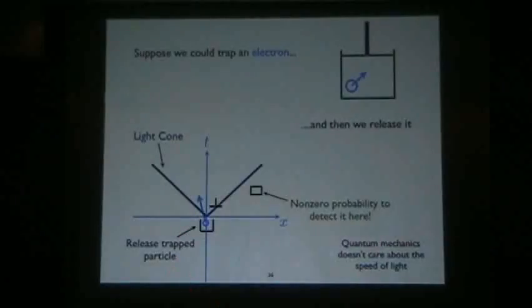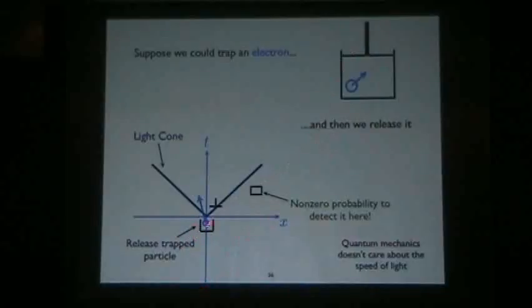If I release the particle from the box, I can calculate the probability that I detect it anywhere in this space-time diagram. Now remember from last week, something that happens here can affect things in its forward light cone, but it can't affect things that happen outside of its forward light cone. That corresponds to information moving faster than the speed of light, and it corresponds to loss of causality. But in quantum mechanics, if I calculate the probability that I detect this particle outside of its forward light cone, the answer is non-zero. In general, quantum mechanics will allow you to do anything you want to do, unless you build in the fact that you can't.